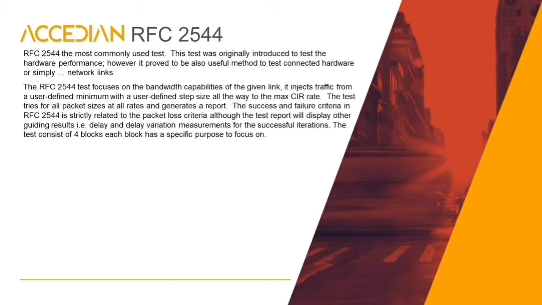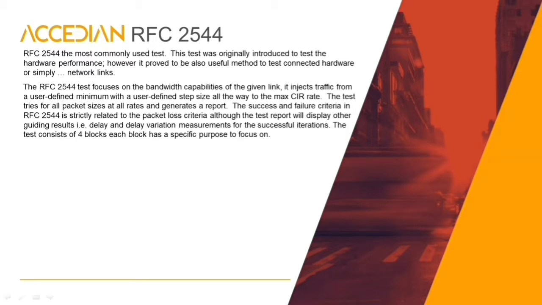The RFC 2544 test focuses on the bandwidth capabilities of the given link. It injects traffic from a user-defined minimum with a user-defined step size all the way to the maximum CIR or bandwidth to be tested. The test tries for all packet sizes at all rates and generates a report. The success and failure criteria of the RFC test is strictly related to the packet loss only, although the test report displays other guiding results such as delay and delay variation per packet size, but those are not acceptance criteria.